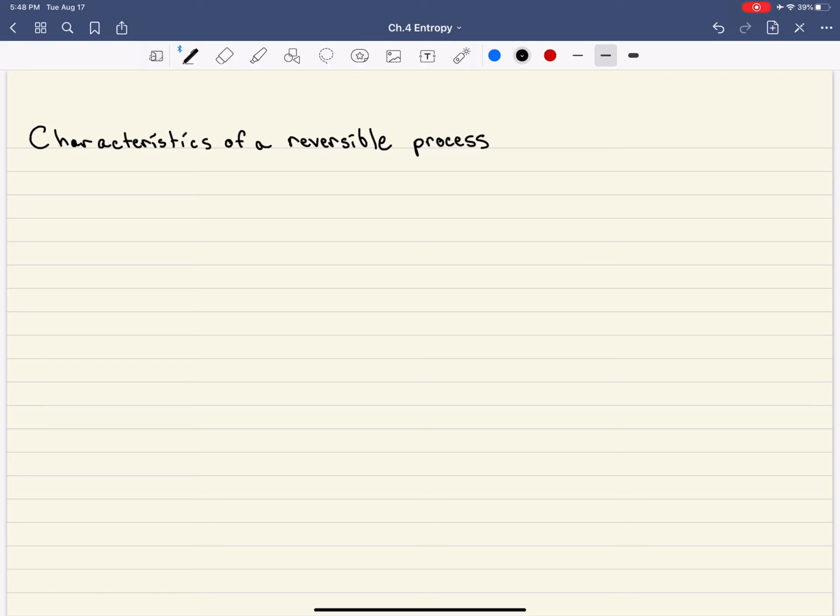In the preceding examples, I demonstrated that you can increase the amount of work you could extract from a process if you operate the process very slowly and increase the number of steps involved to infinity. And so what I want to do in this video is basically summarize all the main points about what exactly a reversible process is. Okay? And so a reversible process or reversible path is a process in which the maximum possible amount of work is obtained.